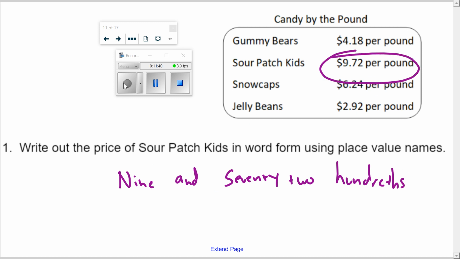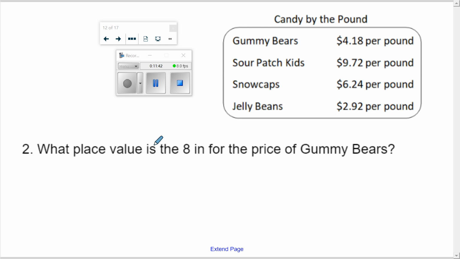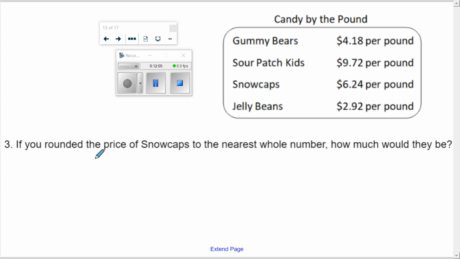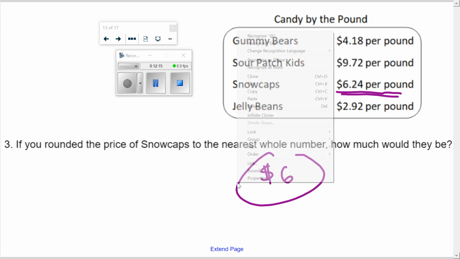I'm doing a video to help people with this problem. What is the place value for the 8 in the price of gummy bears? Well, the 8 is right there in the, this is the ones, the tenths, this is the hundredths. Hundredths place. Next one. If you rounded the price of snow caps to the nearest whole number, how much would they be? Well, snow caps are $6.24, so the nearest whole number would be $6.